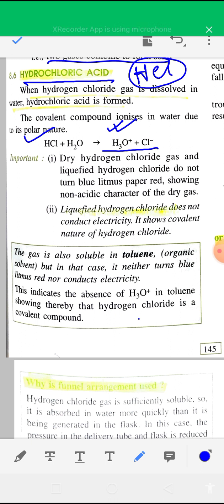Okay, so two important points are given here. Dry hydrogen chloride gas and liquefied hydrogen chloride do not turn blue litmus paper red. This shows the non-acidic character of hydrogen chloride gas. I have already told you hydrogen chloride can show acidic nature only in aqueous solution, not in liquid state or gaseous state. And liquefied hydrogen chloride does not conduct electricity. It shows the covalent nature of hydrogen chloride.